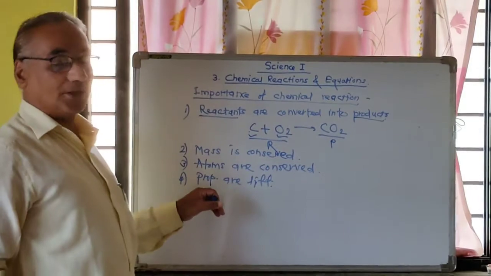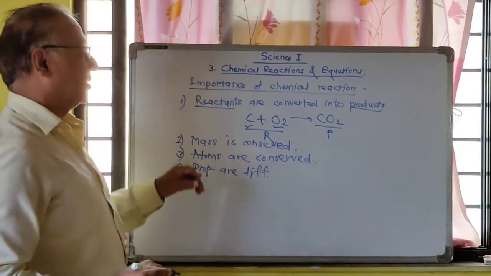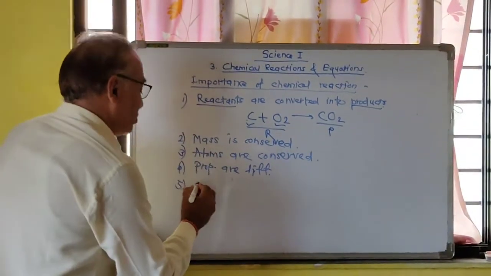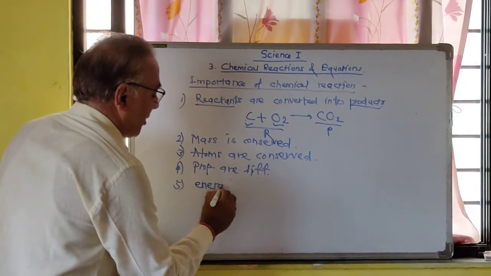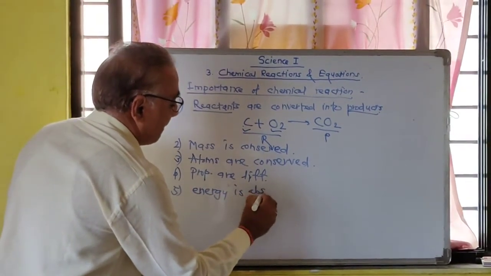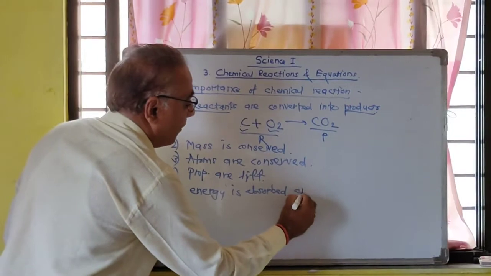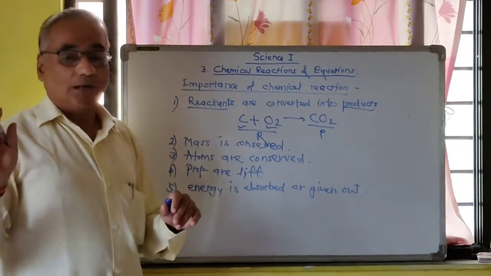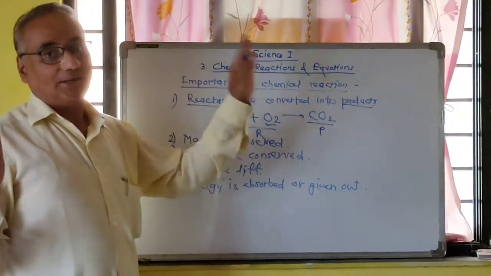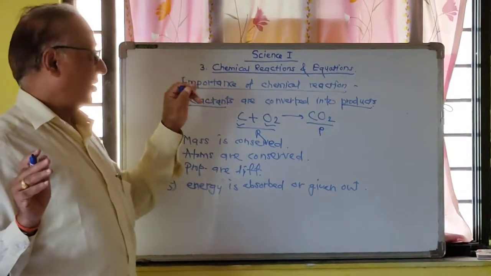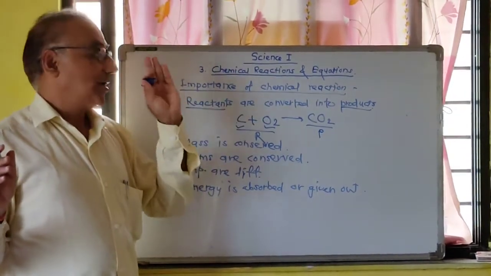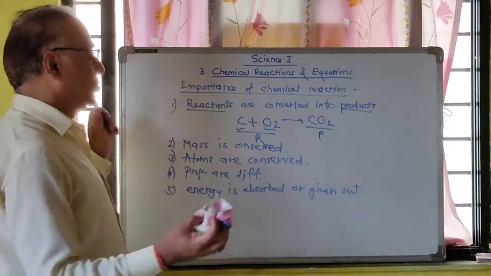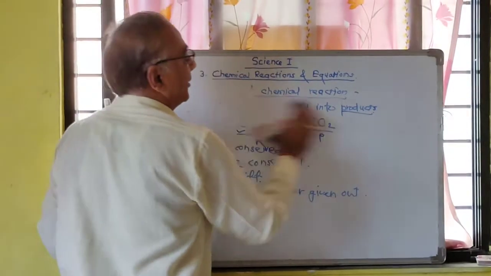This is the fourth important point. And the fifth important point: during the chemical reaction, energy is absorbed or given out. These are the 5 importance of chemical reaction. Right? Do you understand what are the importance of chemical reaction? Now we are going to see the convention or rules used for writing a chemical reaction.